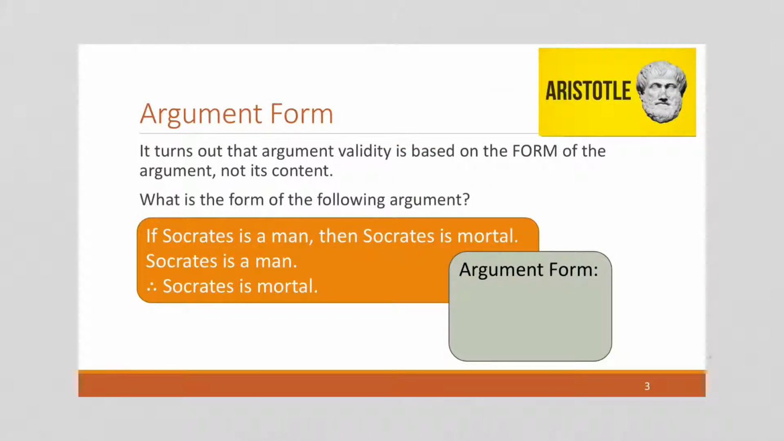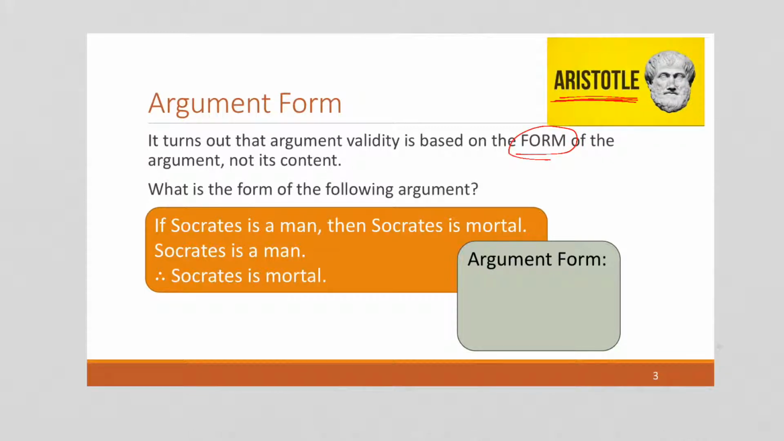Okay. So it turns out that Aristotle, the ancient Greek philosopher, determined that the validity of an argument is based on the form of the argument, not its content. So it doesn't actually matter what our argument says as long as the form is correct. Well, what would be the form? Well, first, we need to identify, in our statements, I'm going to look at this first statement, if Socrates is a man, then Socrates is mortal. I'm going to break this up.